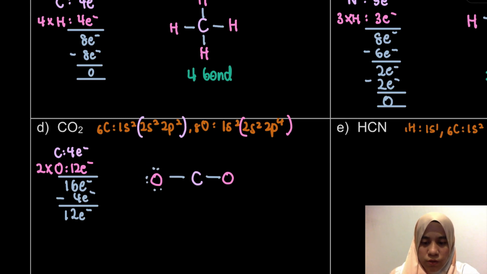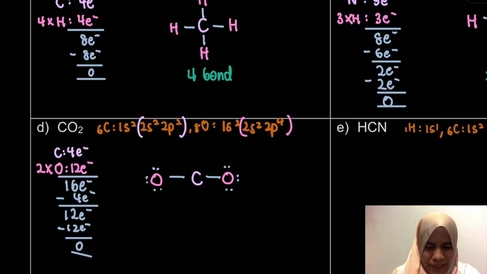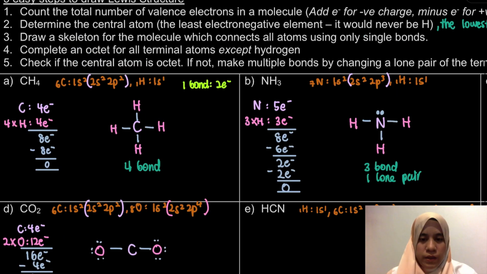The same goes for this oksigen. Baru ada 2. It needs 6 more electron. 1, 2, 3, 4, 5, 6. So, 6 is 12 electron. So, minus 12 electron. So, 0 valence electron. Woohoo! But then, it's not finished yet because the last part.